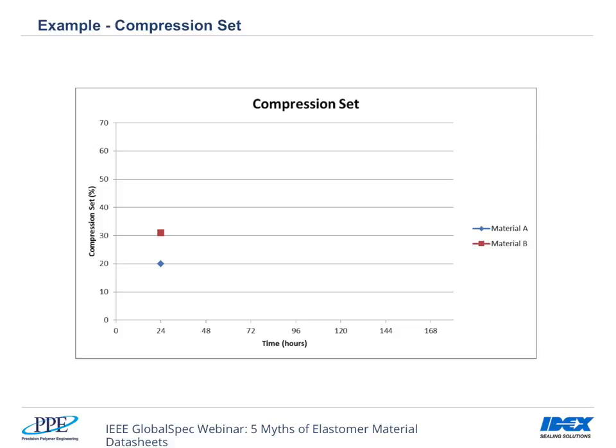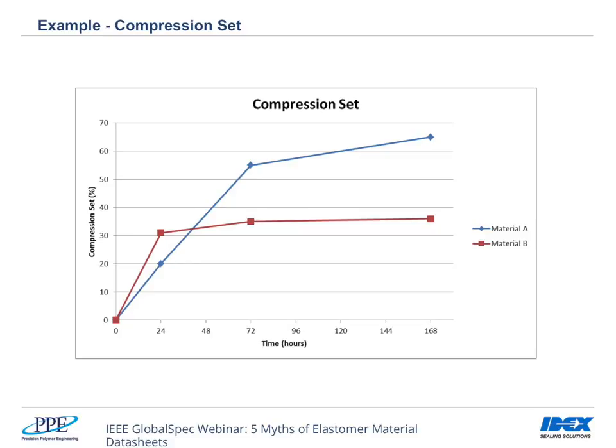However, when we plot the evolution of compression set over time, we can see that material B, although it has an initial higher compression set compared to material A, actually levels off. So over a number of days and weeks, you can see that the value hardly changes. In fact, it stabilizes at around 35–36%. Material A, on the other hand, continues to degrade even after a number of weeks. In this case, material B would be the preferred choice.